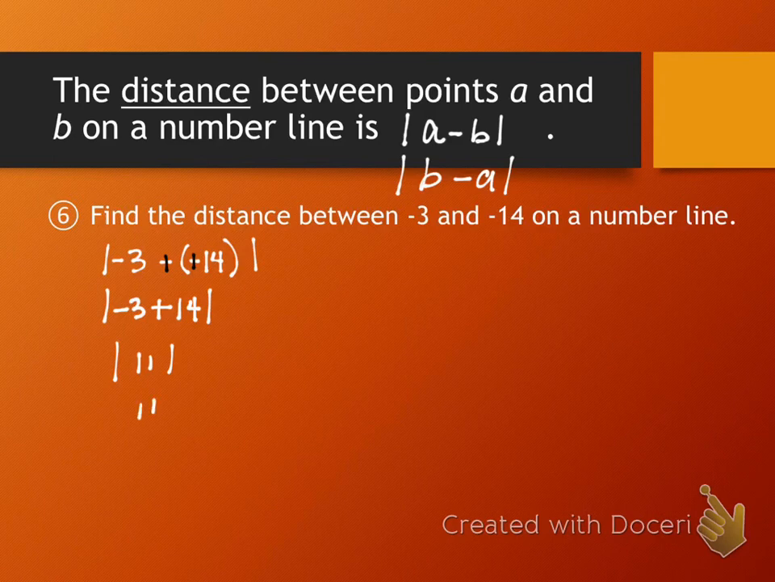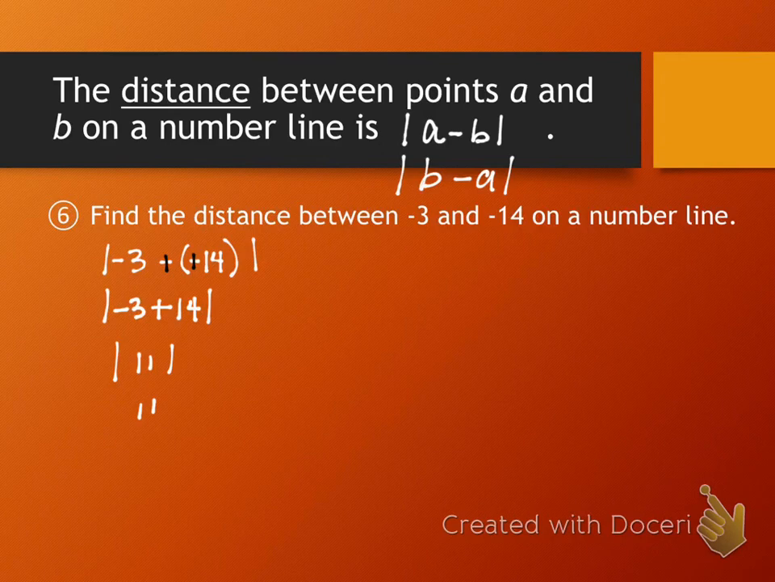But notice, if I had done this in reverse and I'd started out by saying negative 14 minus negative 3, I would have ended up getting a negative 11 in the absolute values, right? But then the absolute value of negative 11 is still 11. So the order doesn't make any difference.